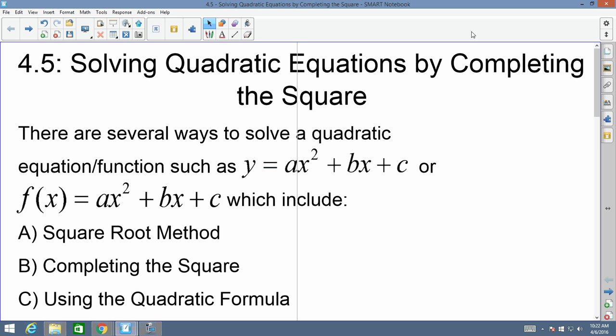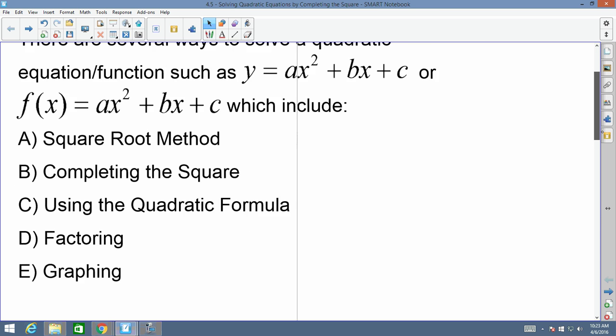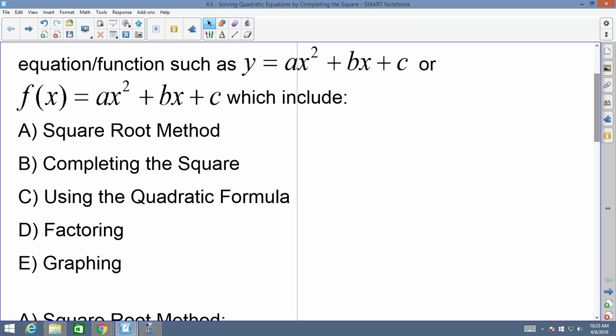There are several ways to solve a quadratic equation or function, such as y equals ax squared plus bx plus c, or f of x equals ax squared plus bx plus c. Remember that y and f of x are the same thing. We can solve this by using the square root method, by completing the square, by using the quadratic formula, by factoring, or by graphing. We've got these two down. We know how to factor and we know how to graph. Today I'm going to teach you how to use the square root method and how to complete the square. All right? So let's get to the first one.